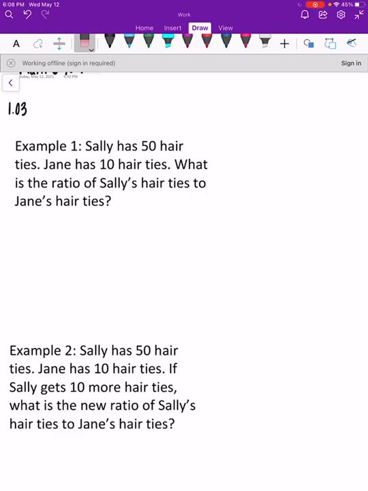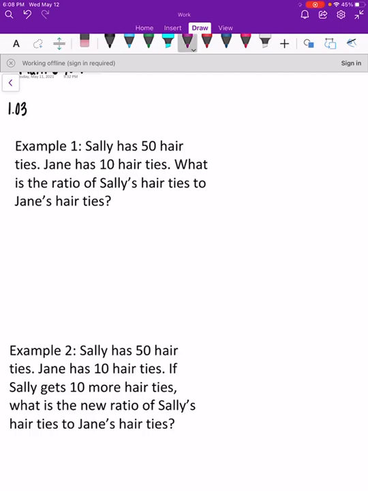Our first example here is Sally has 50 hair ties. Jane has 10 hair ties. What is the ratio of Sally's hair ties to Jane's hair ties? So we want to write this as a ratio, and then we're going to simplify the ratio.